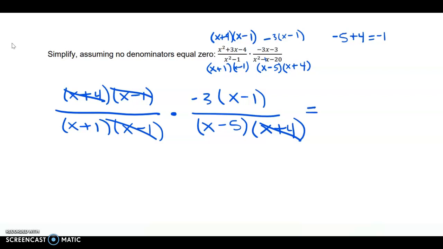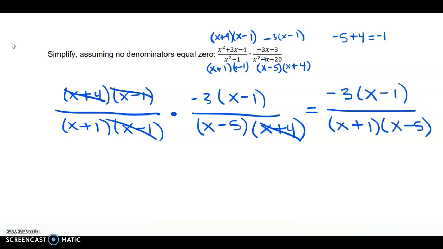Now we just multiply straight across the top and straight across the bottom. So we'll have -3 times x minus 1 in the numerator, and in the denominator we will have x plus 1 and x minus 5. Now you can multiply this out if you want, or you can leave this as your final answer.